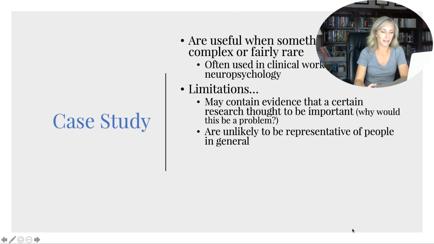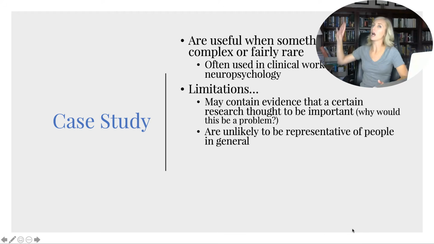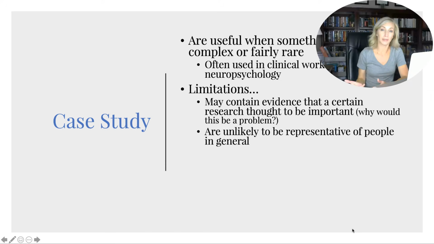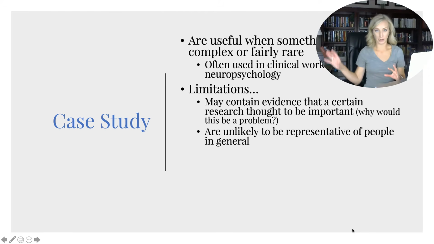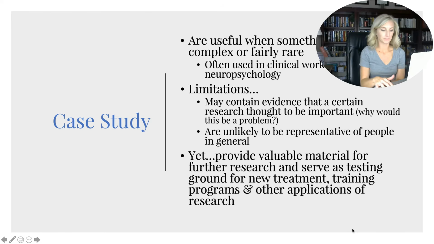It may contain evidence that a certain research thought to be a problem, right? And it really was a problem with this one person, but it doesn't mean it's a problem with the entire population. And they're also unlikely to be representative of the people in general. So you have to be very careful, and this is the biggest problem with case studies, so make sure you write this down, that with a case study, you cannot generalize. It's called generalizing to the population. You can't say that what happened with this one or few or 10 people happens with everyone.